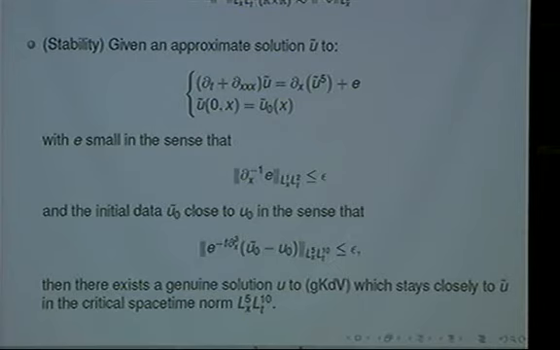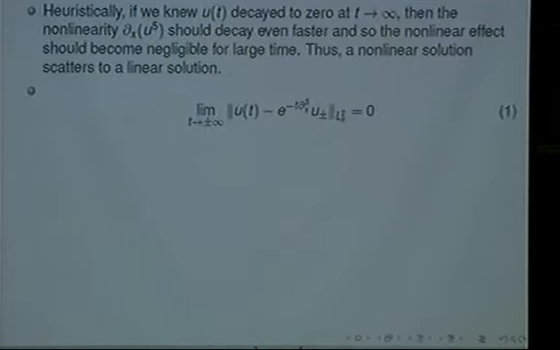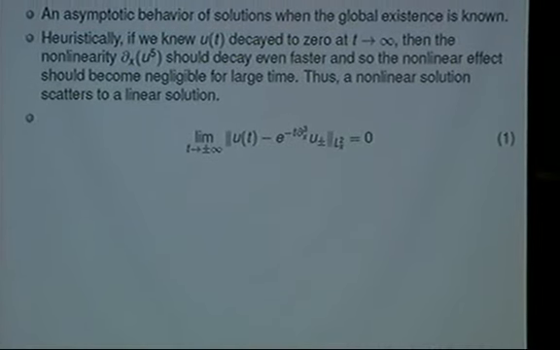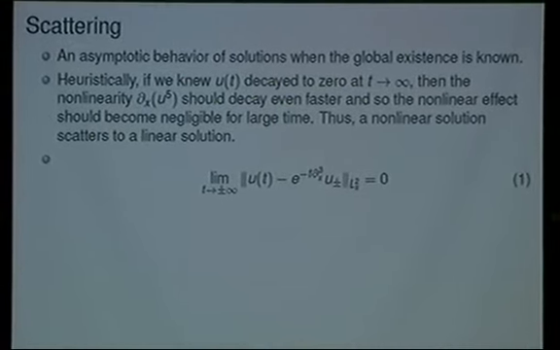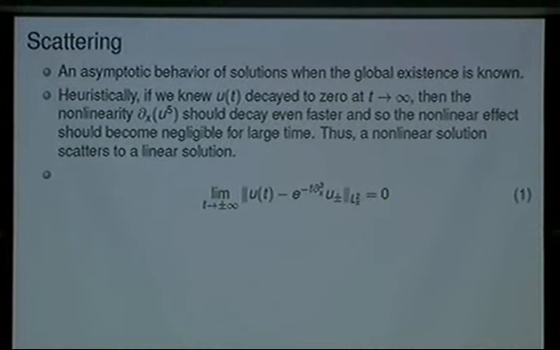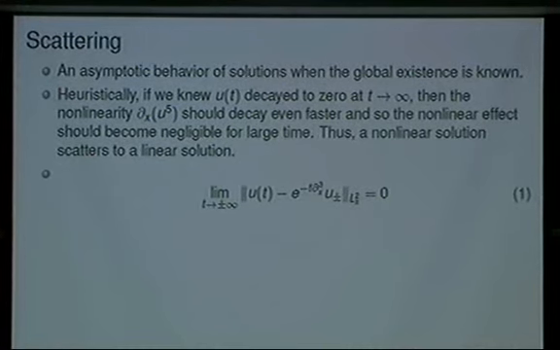So in our analysis, because we are going to use a lot of approximate solutions, we are going to use this stability theory over and over. And the local theory also implies something about the scattering. Actually, the scattering refers to an asymptotic behavior of the solution.